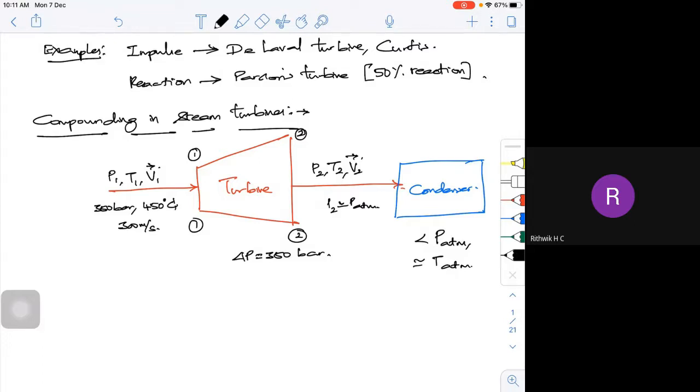So if I try to do the energy conversion under a single stage, there will be huge losses. That means the conversion of energy will be very, very less, or it is not efficient, to be very precise. That's one thing.